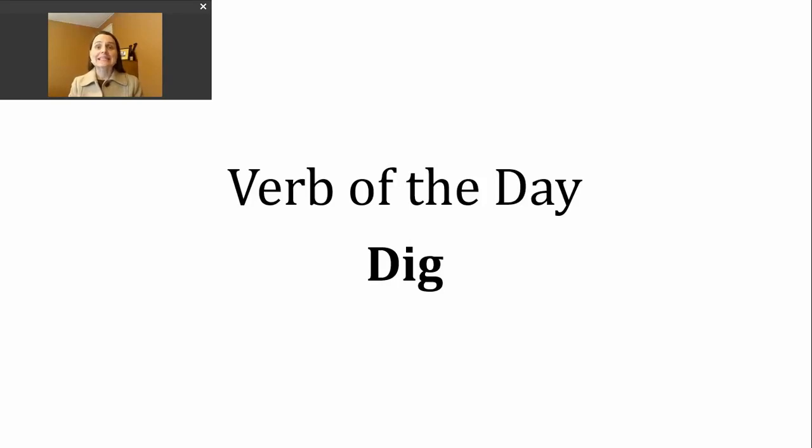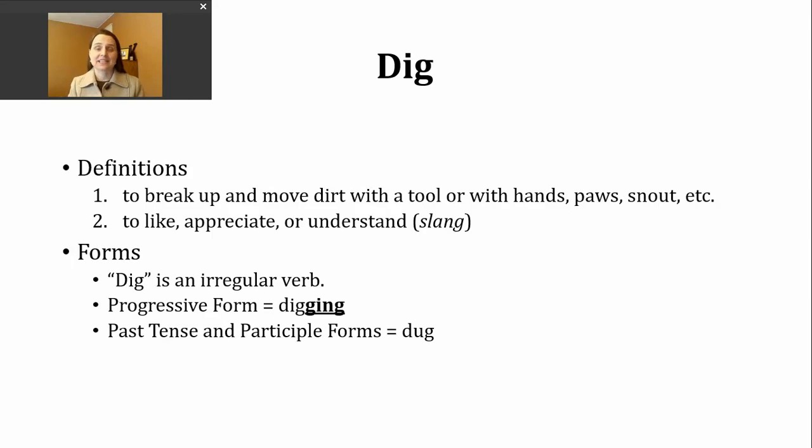Today's verb is dig. Let's take a look at some of the definitions or ways that this verb is used. The first way you may hear the verb dig used is to mean to break up and move dirt with a tool, could be with your hands, if it's an animal with its paws or its snout would be another way. This is the most common way for this verb to be used, but you're going to see in a moment it's a very popular phrasal verb as well.